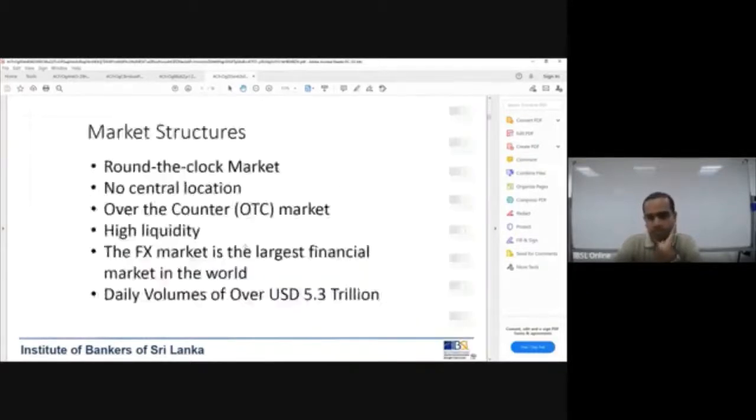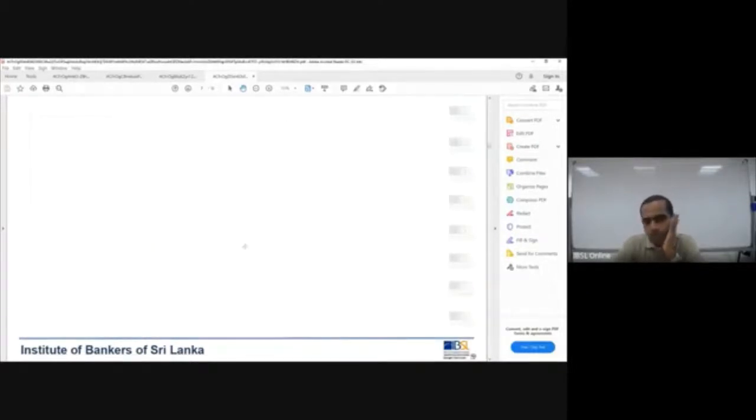We did base currency, counter currency, bid offer, purchasing power parity, average cost, and profit calculations.